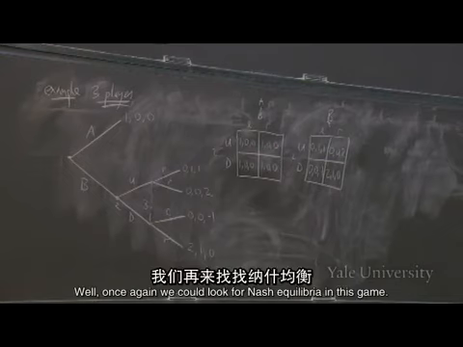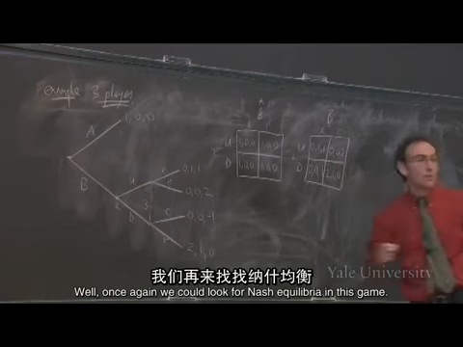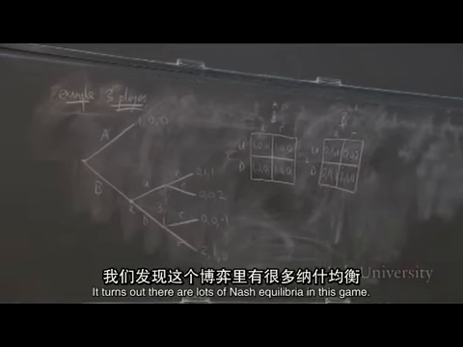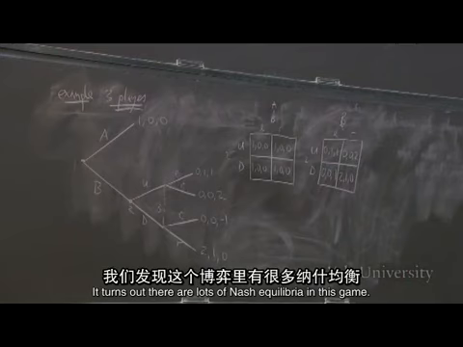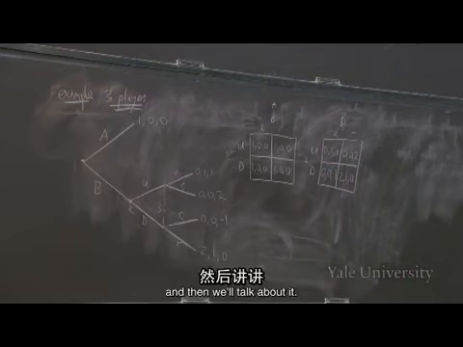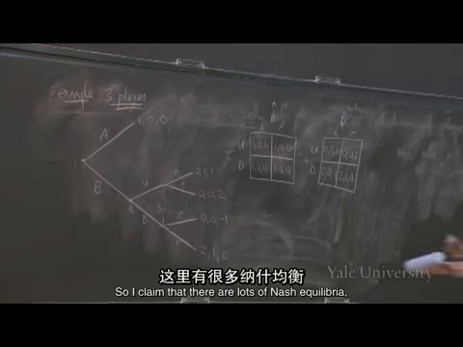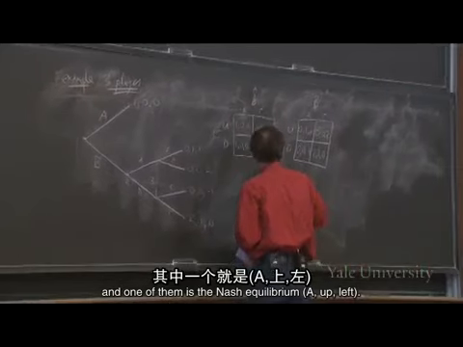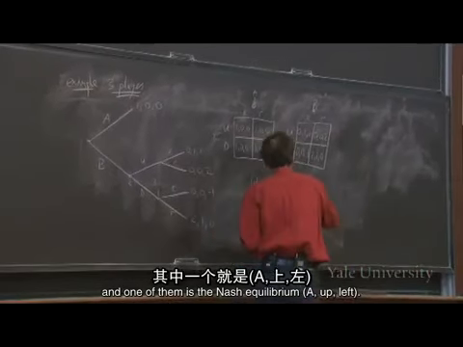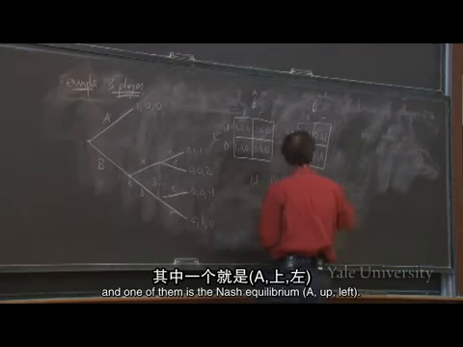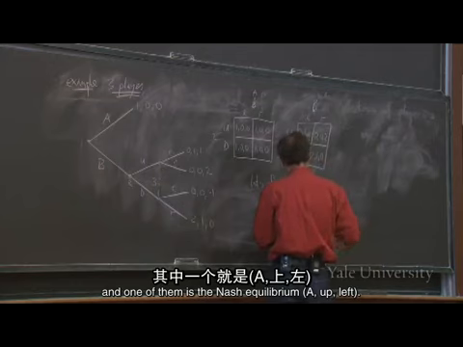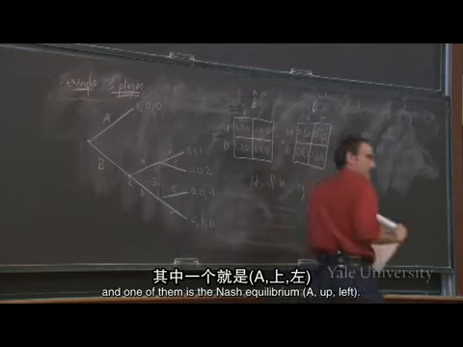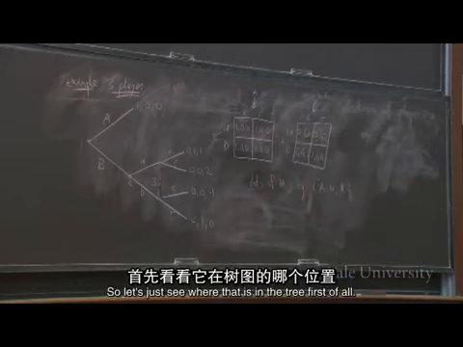Now what? Well, once again, we could look for Nash equilibria in this game. It turns out there are lots of Nash equilibria in this game. Let me just show you one Nash equilibrium and then we'll talk about it. All right, so I claim that there are lots of Nash equilibria, and one of them is the Nash equilibrium A up left. A up left. So let's just see what that is in the tree first of all.